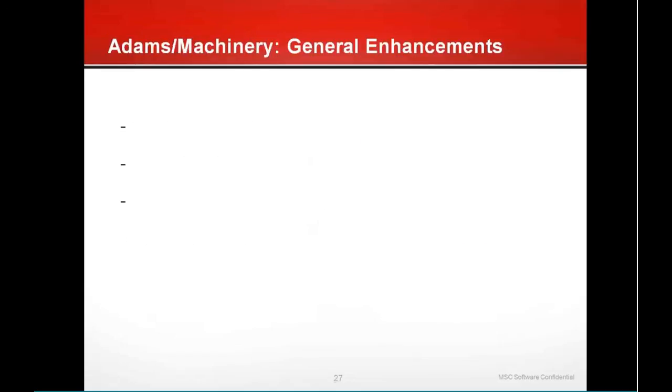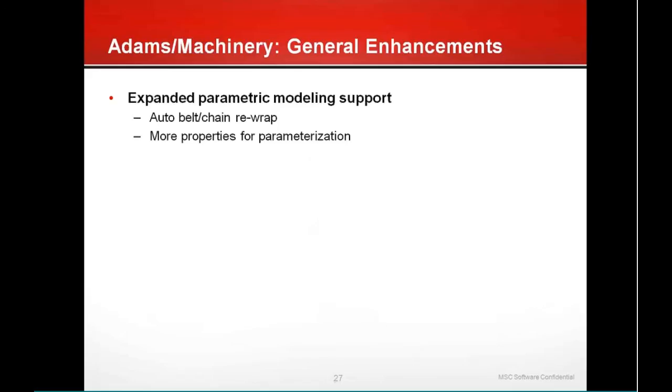Lastly, I'm going to touch on a few general enhancements that we've made in the 2013.2 release to Adams Machinery. We've expanded the parametric modeling capabilities, so things like belts and chains can rewrap automatically when you're moving pulleys around or changing pulley diameters. There are more properties in general exposed for the various parametric study tools within the Adams product family.